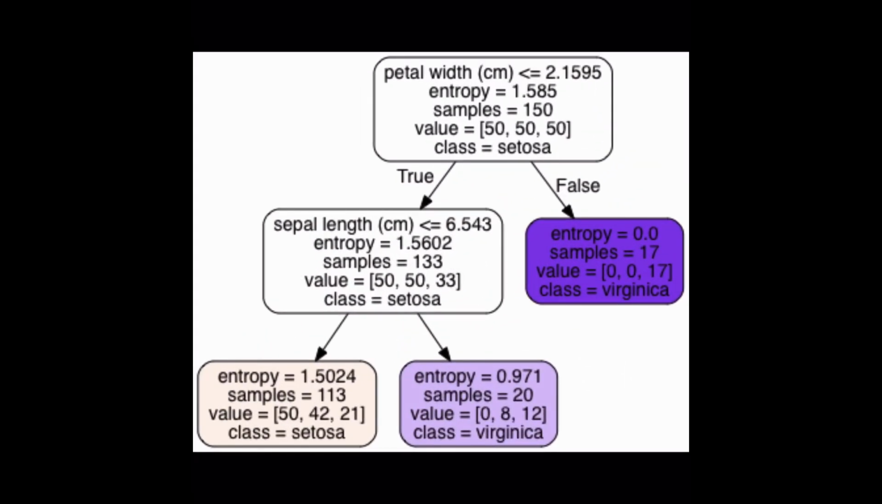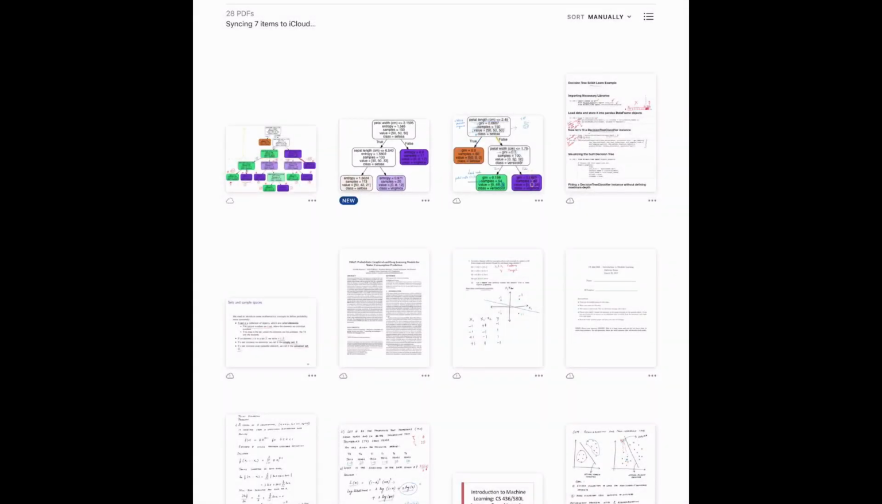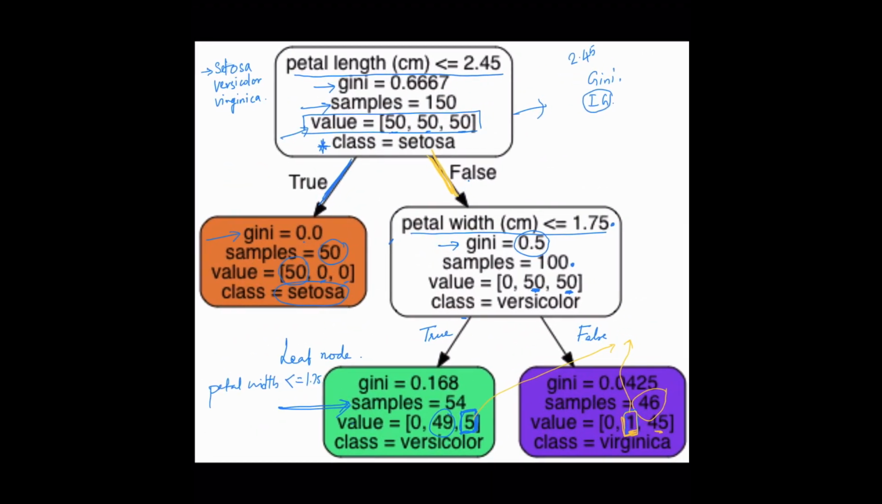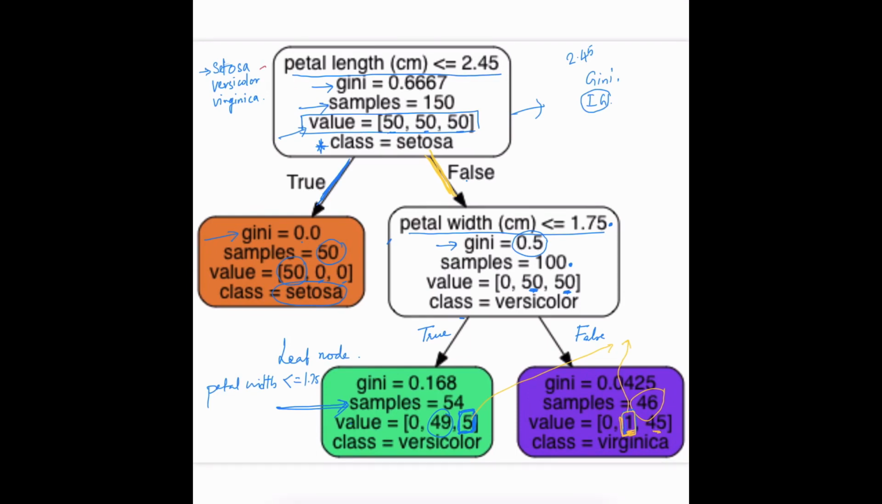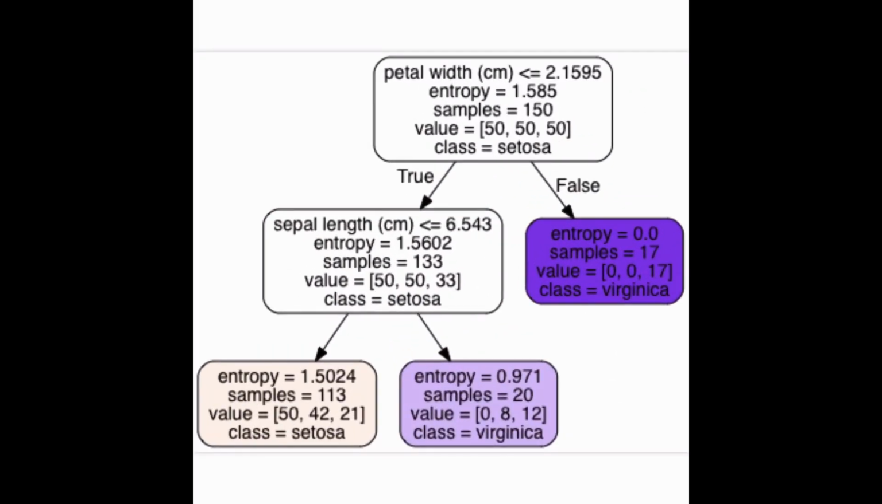Right. Now we can see that when we use information gain, we have a pretty different classification. In fact, this is very different from what we saw for the Gini index. For the Gini index, the root was petal length, but the root here is petal width. So it's entirely different. I just wanted to tell you that it could be very different.